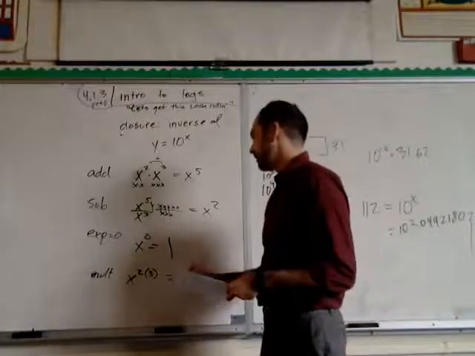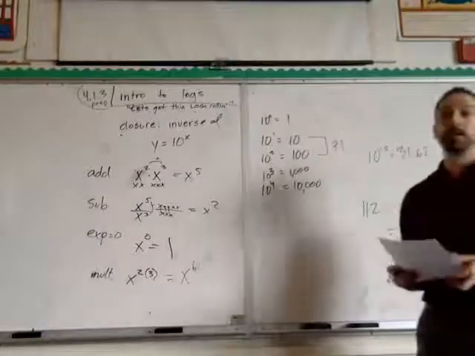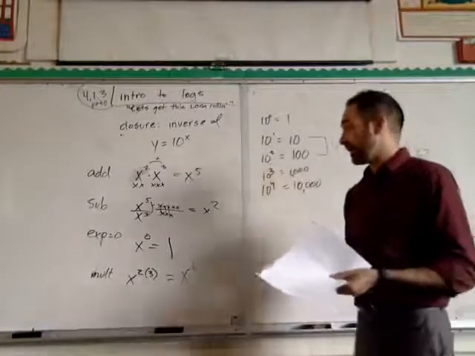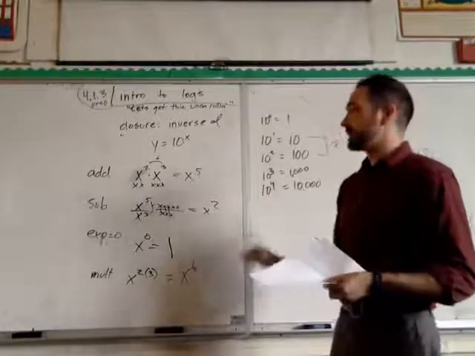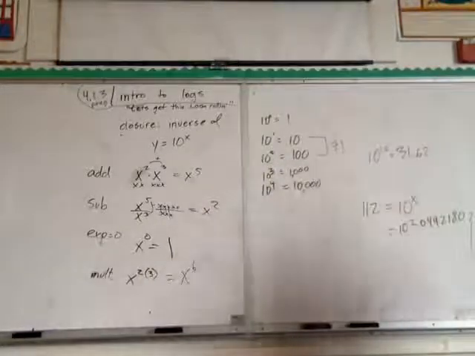X to the sixth. When you have two exponents that are multiplied together, which is going to happen, right? So for instance, if you had, well, we'll stop there. These are the four main properties that we're going to use for exponents and in that sense for logs.